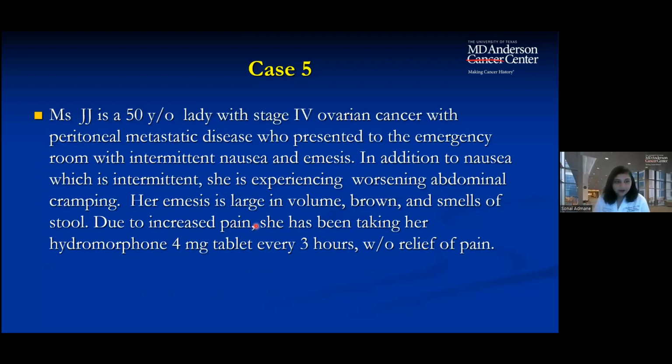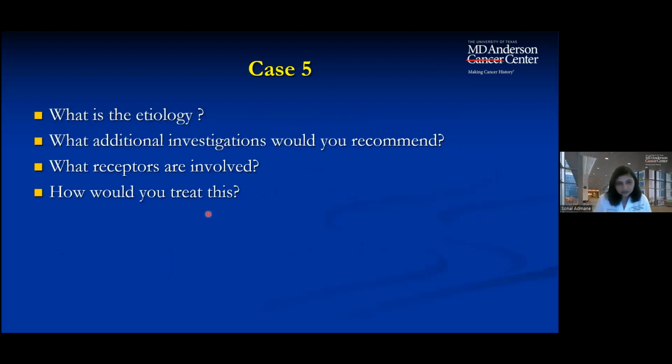Coming to case number 5, Ms. JJ is a 50-year-old lady. She has stage 4 ovarian cancer with peritoneal metastatic disease, and she presents to the emergency room with ongoing nausea and emesis. She's having abdominal pain, large volume emesis. It smells of stool. She's worsening abdominal pain, and she's taking her hydromorphone tablets every 3 hours, but her pain is not improving. And this is a very classic presentation for malignant bowel obstruction.